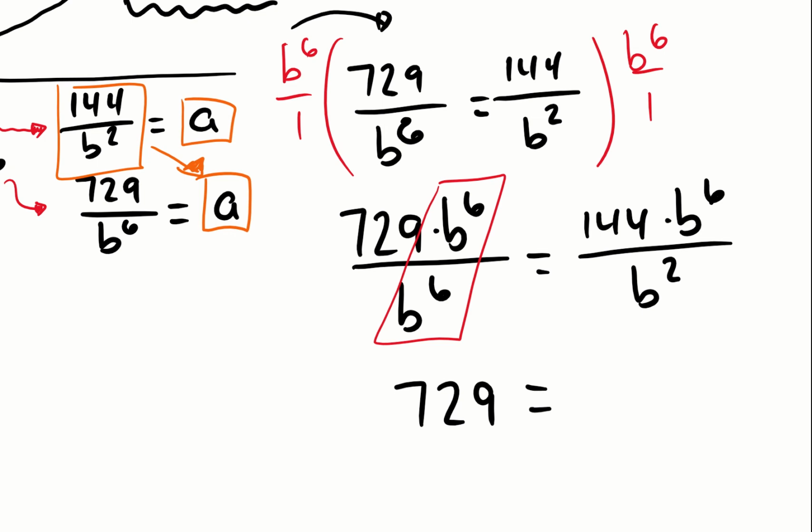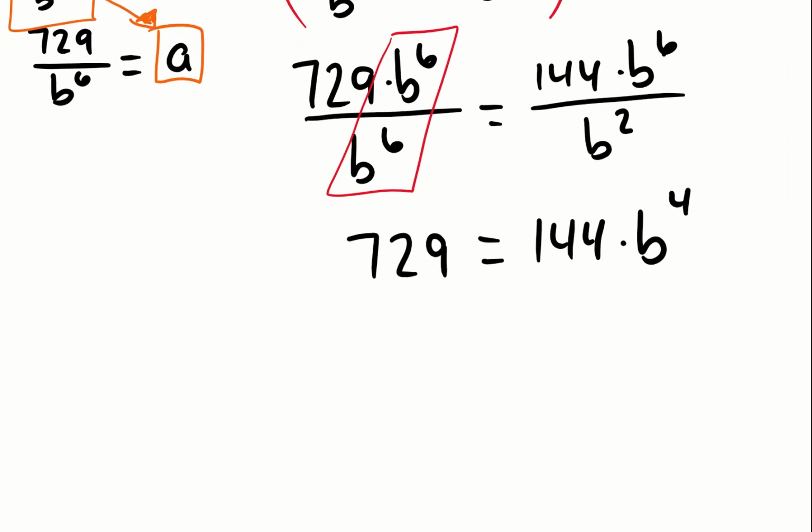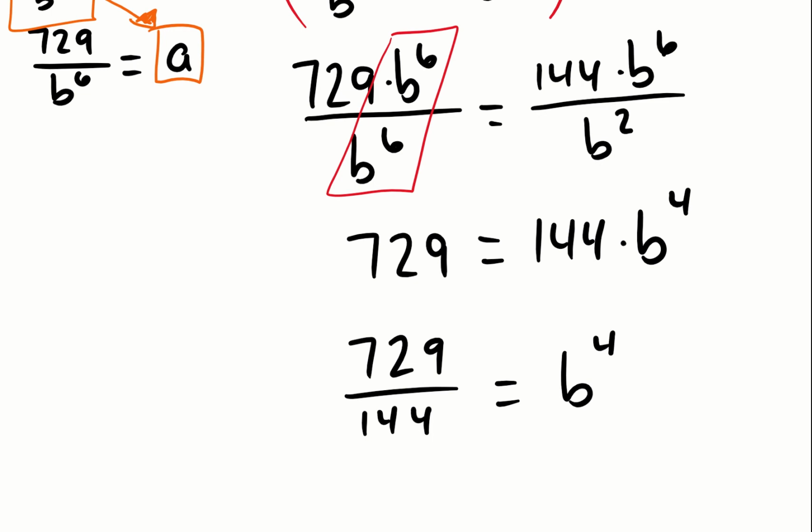And on the left-hand side, I've got b to the 6th power over b to the 2nd power, which is going to give me 4 factors of b. So this is going to be 144 times b to the 4th power. Okay, I'm going to isolate b to the 4th now by dividing both sides of this by 144. It's going to give me 729 over 144 equals b to the 4th power.